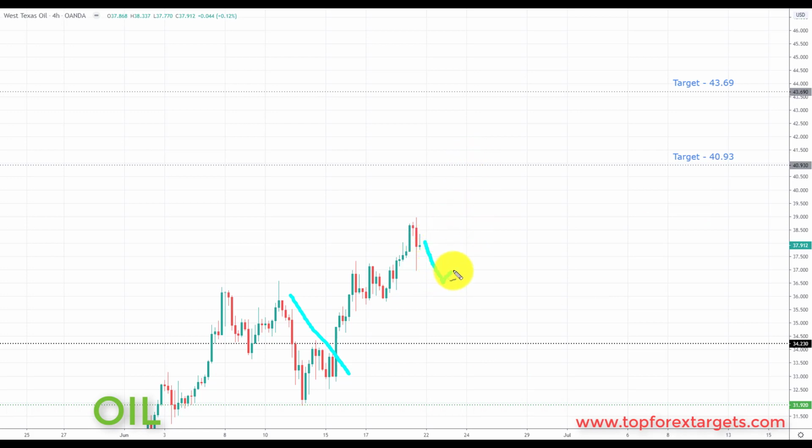Any pullback in this area, once again, very similar to just over here, is going to be viewed once more as an opportunity to start to look for bullish setups. And we're once again going to be looking at initiating longs up towards the next key of resistance to the upside and the target set at the 40.93.